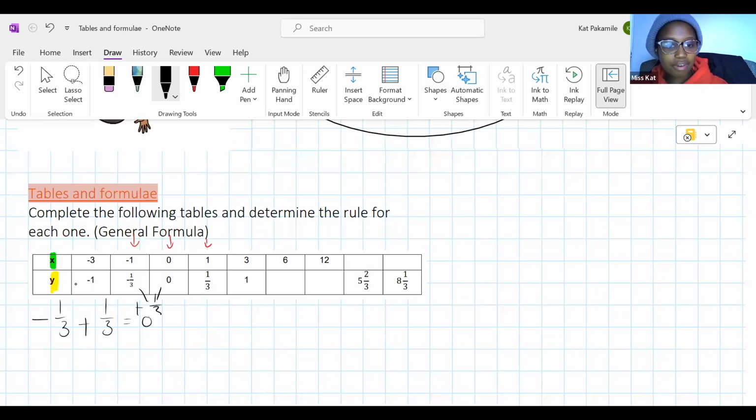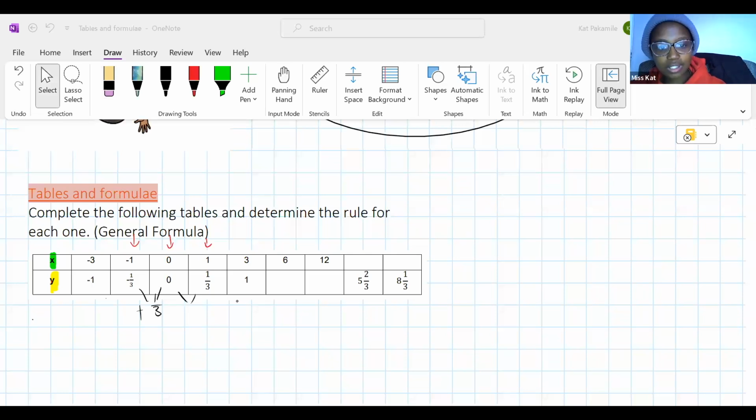And then to get from 0 to 1/3, how much are we adding? Let's see in the chat. We're adding a third again. So tell me, guys, since we're adding the same thing, do we have a constant difference? Yeah, I'm glad when you guys see it. Yes, we do. So we are going to use our constant difference as a multiplier.